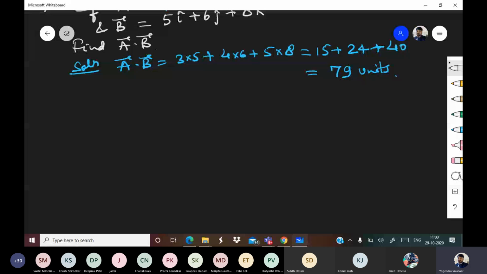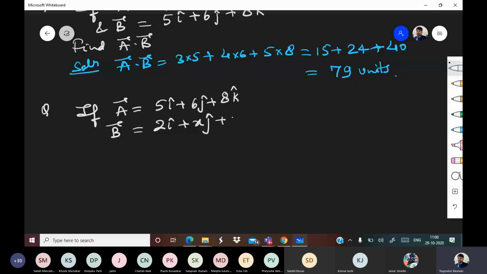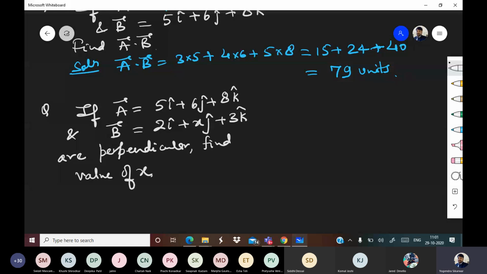Question. If a vector and b vector are perpendicular, find the value of x. So you need to find the value of x.